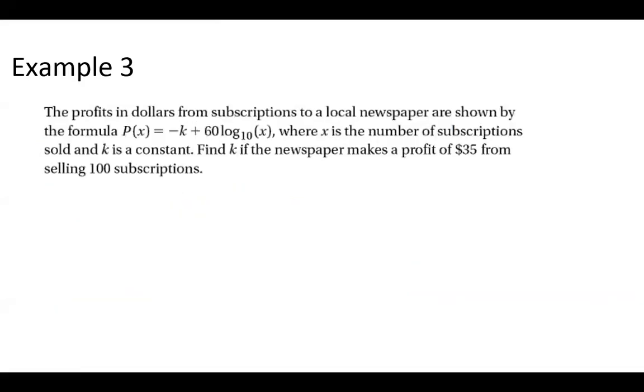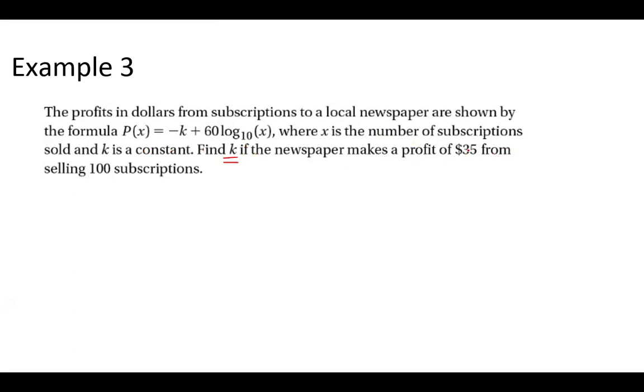Up next, profits in dollars. So now we're talking about solving. Of course, all these skills have to come into play for a reason. It comes down to, can you solve? All right. So for our example here, we have P of x equals -k plus 60 times log base 10 of x, where x is the number of subscriptions sold and k is a constant. Find k if the newspaper makes a profit of $35 from 100 subscriptions.